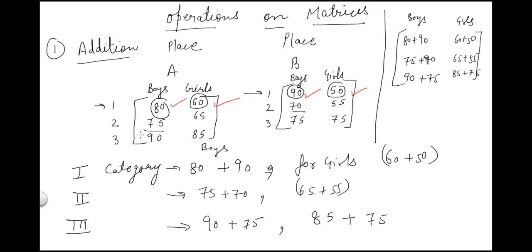What is the order of this matrix? How many rows? 3 rows. Columns are 2. Here also 3 rows, 2 columns. So the order is same. So first thing, for addition of matrices, the order of the matrices has to be same. Clear? Now this is how you are going to add the matrix. Now we are going to do one example to see how to add two matrices. This was a practical example that I told you.